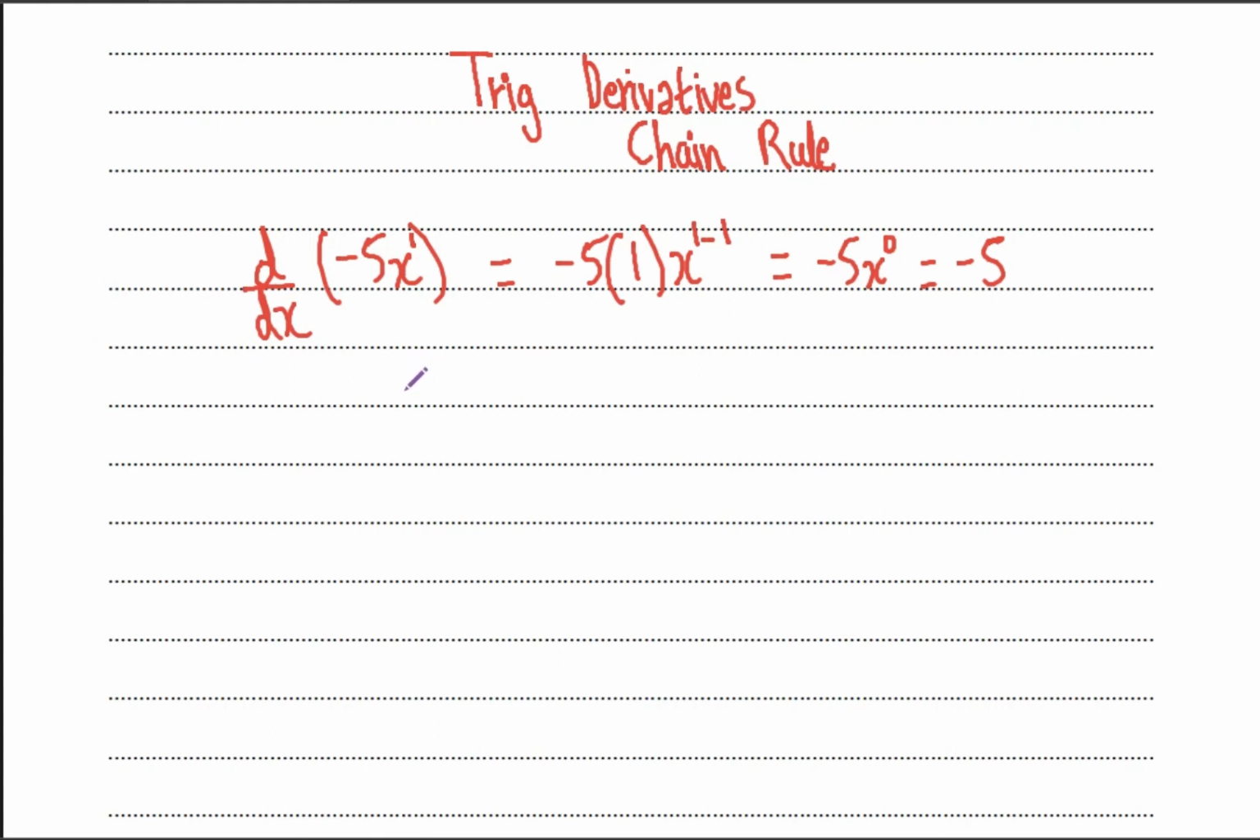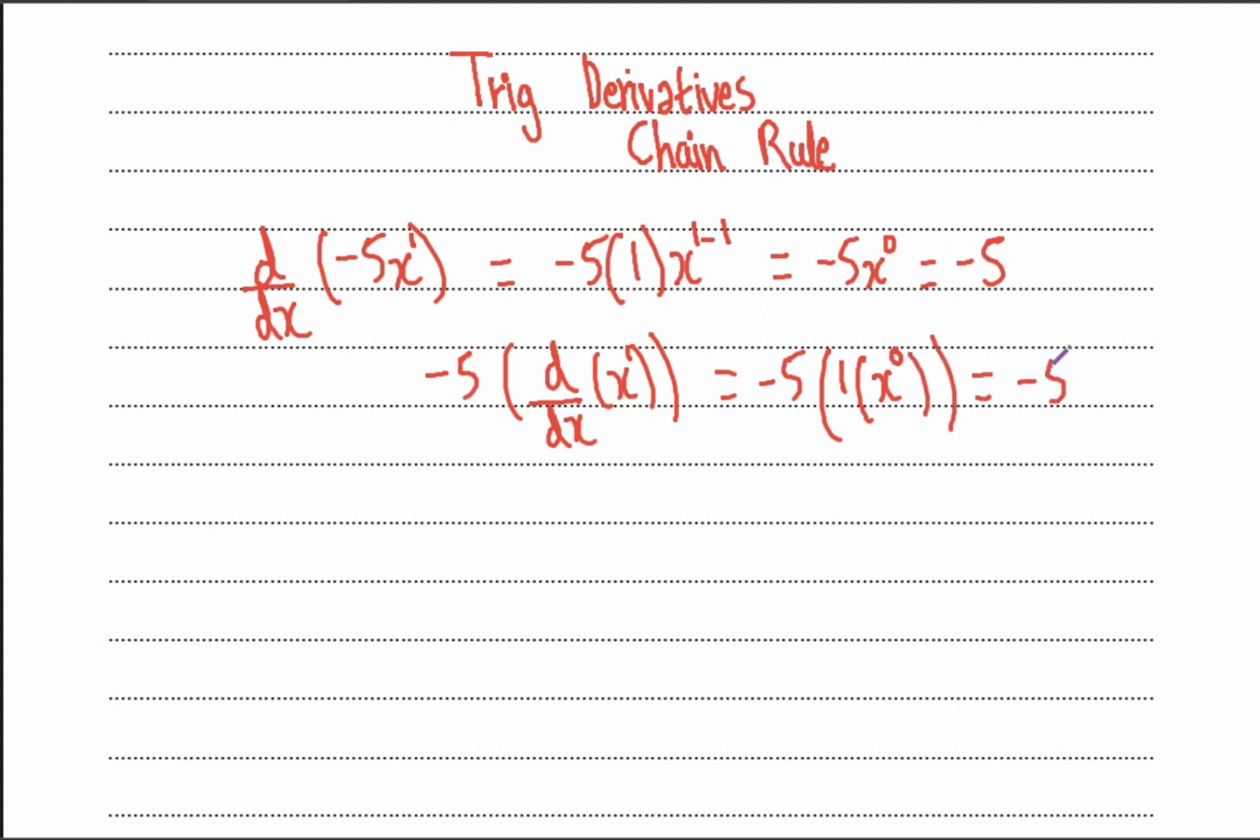The important thing that I want you to notice here is that if you did instead negative 5 times the derivative of x, this would be the same as negative 5 times, well, this is x to the power 1, so you bring the 1 in front, and then x to the power 1 minus 1, which is 0, which is equal to negative 5 as well. So multiplying by a constant, if it's positive or negative, does not change the outcome of what the derivative is going to be. So I wanted to get that clear.